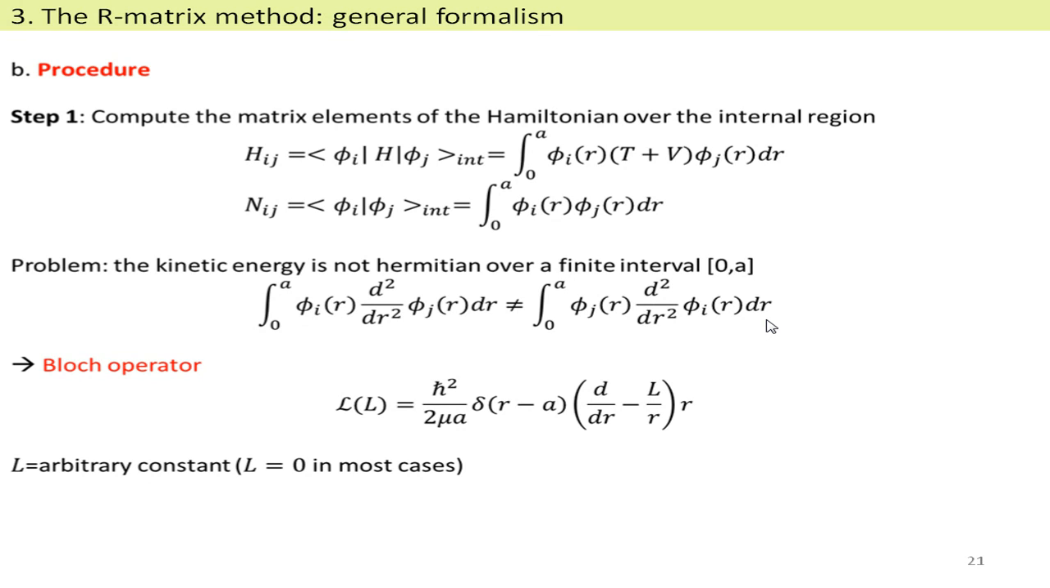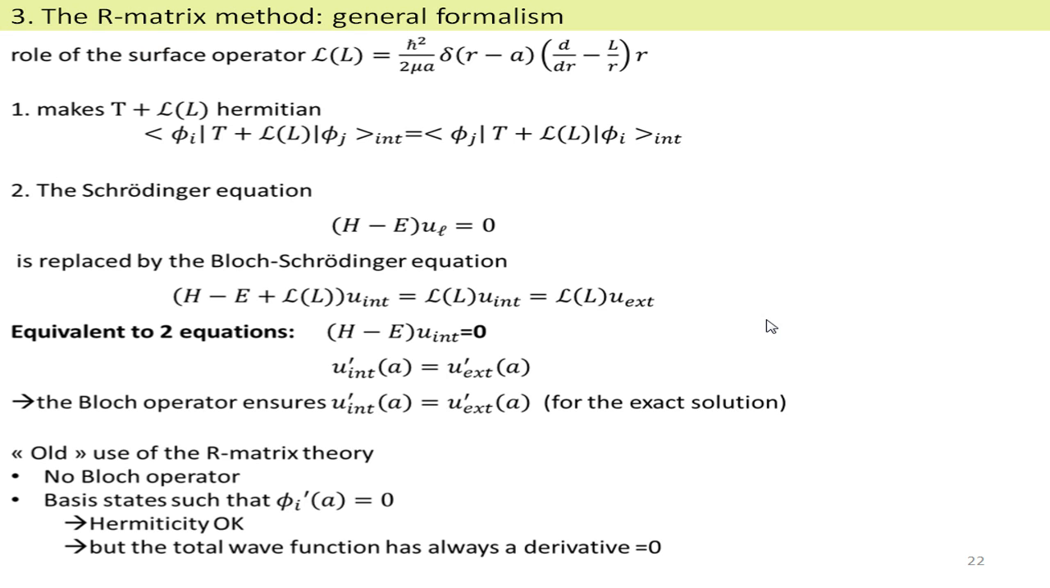You can see that in this Bloch operator, there is a delta here. So the Bloch operator is also called a surface operator. It only acts at the channel radius because of this delta. And there is a constant here, L, which can be chosen arbitrarily, and in most cases we choose it as 0. The role of the Bloch operator is that when you add it to the kinetic energy, the sum of these two operators is Hermitian. So this Bloch operator introduces what is missing in the kinetic energy to make it Hermitian.